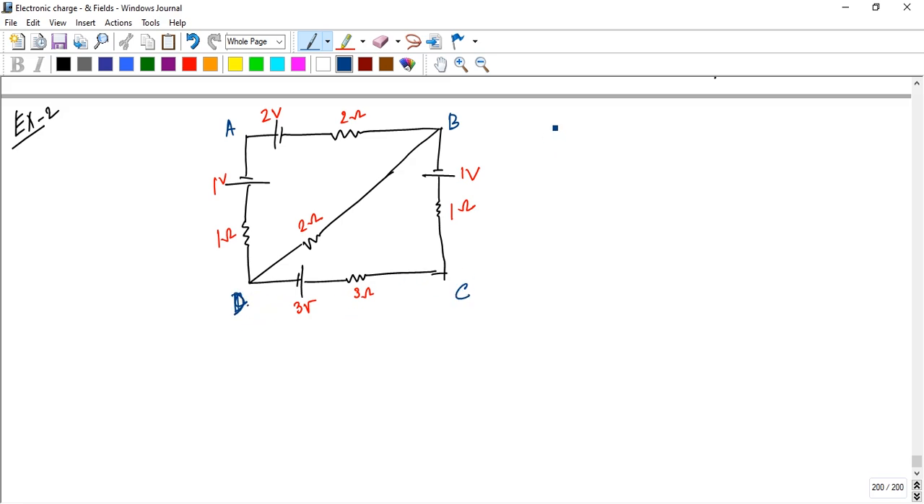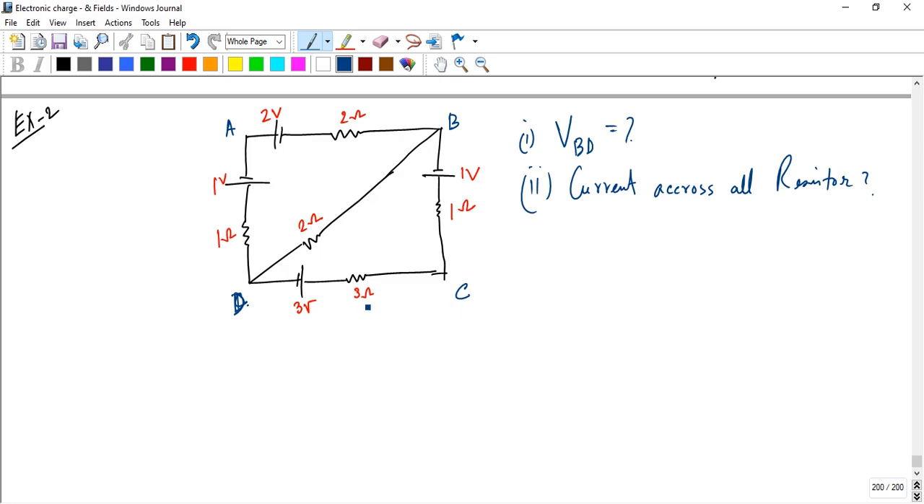So calculate the potential drop VBD first, and the current across all resistors. How to solve this? First, see the potential drop across B to D. How to calculate that? Potential drop across B to D means B is the higher potential and D is the lower potential. So here the current is passing from B to D in that direction.